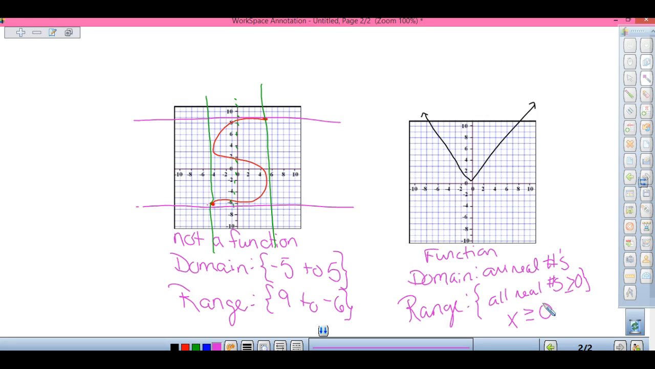Okay, so it can be kind of confusing, right? So you got to take a really good look at your graphs. Remember, this way is going to be your range. This way is going to be your domain.